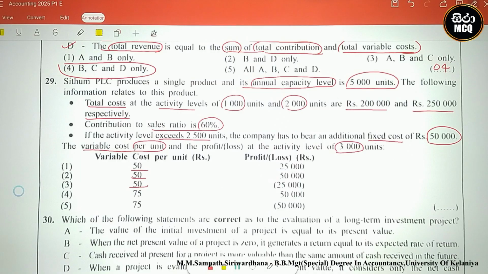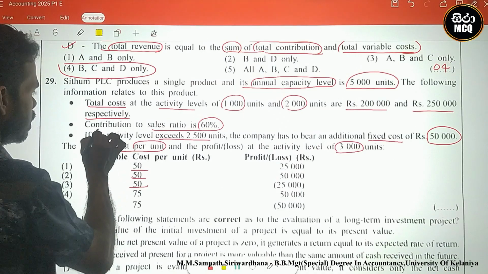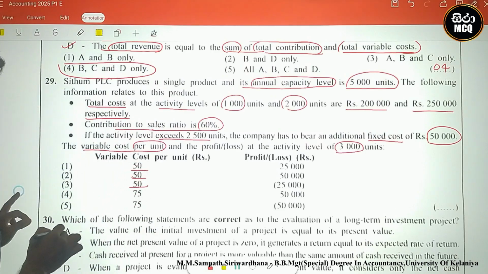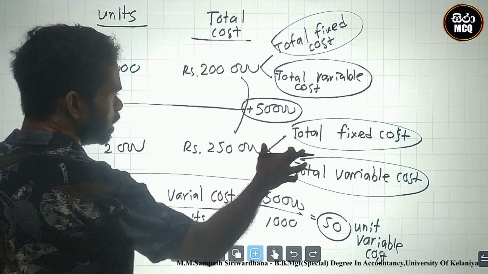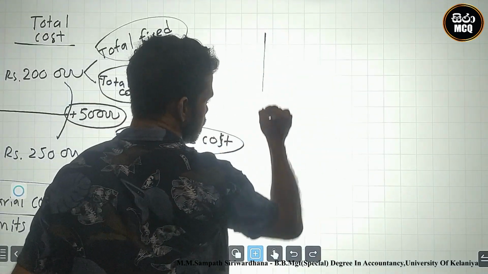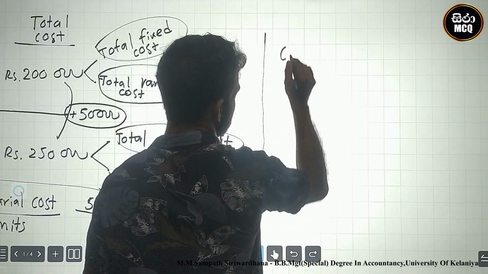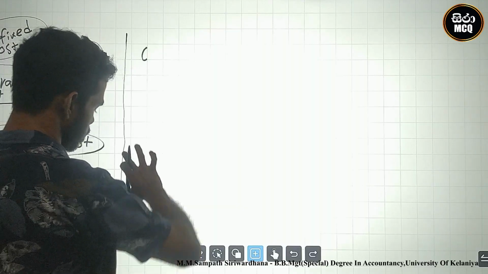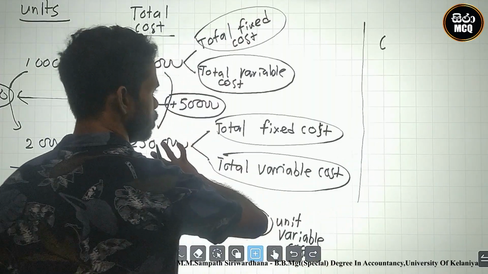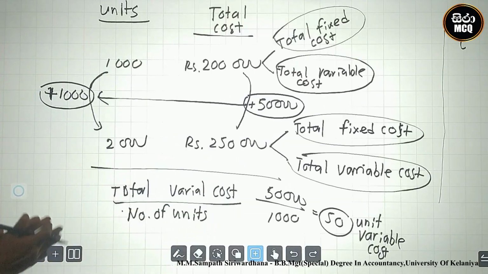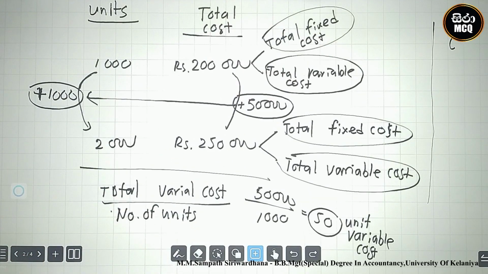There are 3 answers there. Based on that, we can find other things. Contribution to sales ratio is 60%. We use it. What is that? Contribution to sales ratio, meaning what is that? This is the ratio. We can get another page. This is the current situation.